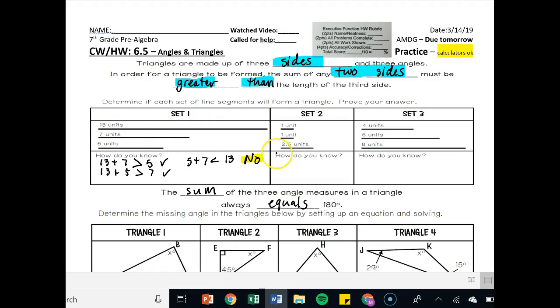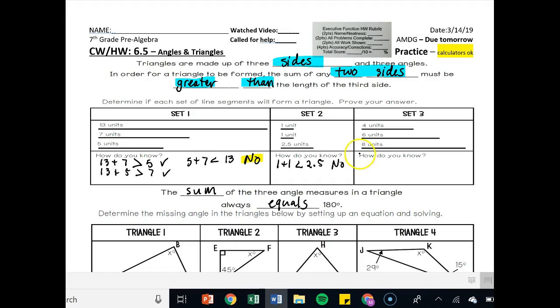Let's try it again. 1 plus 1, that's 2, but that is less than 2.5. So no, I don't even have to add up any of the other sides. As long as I come across one set of numbers where if I add two numbers together and they're less than the third, it can't be a triangle.